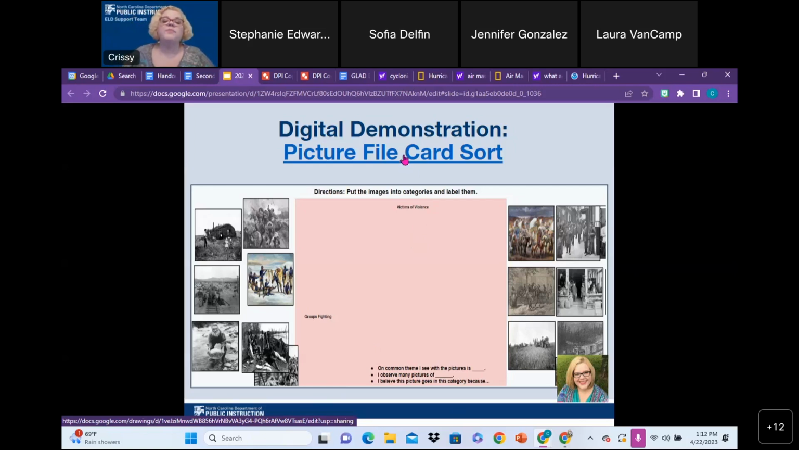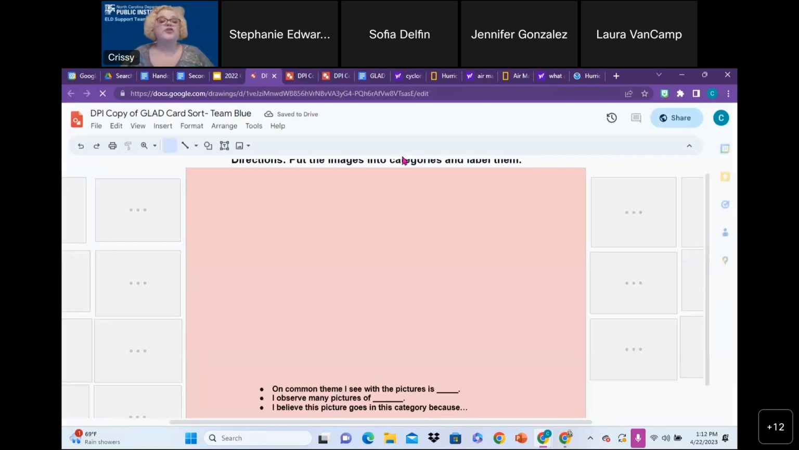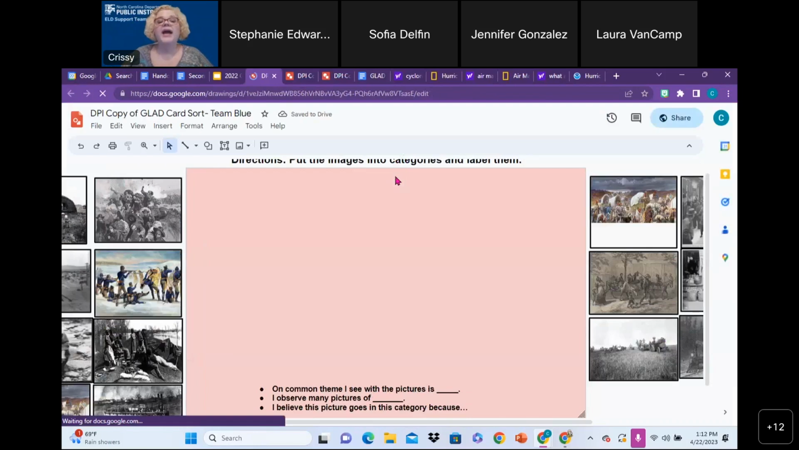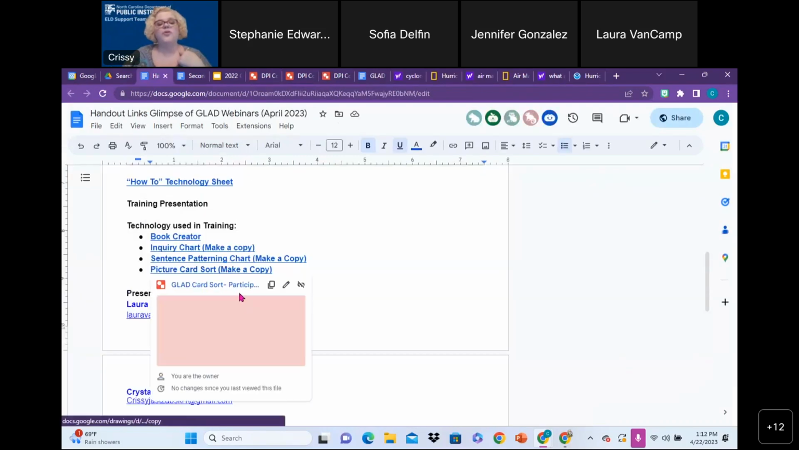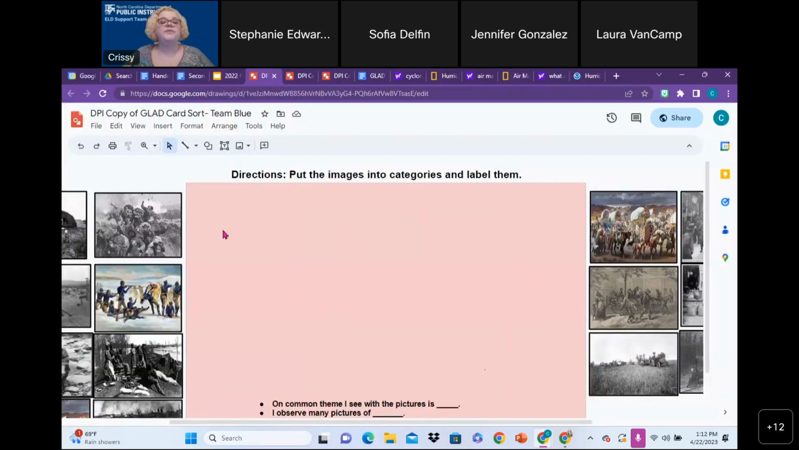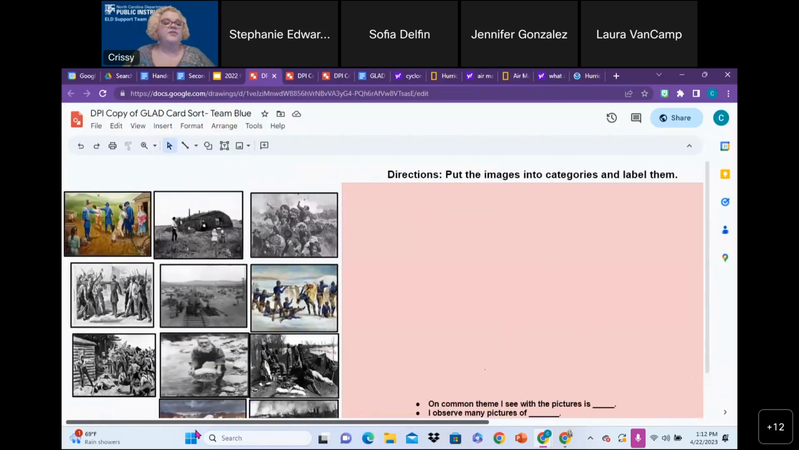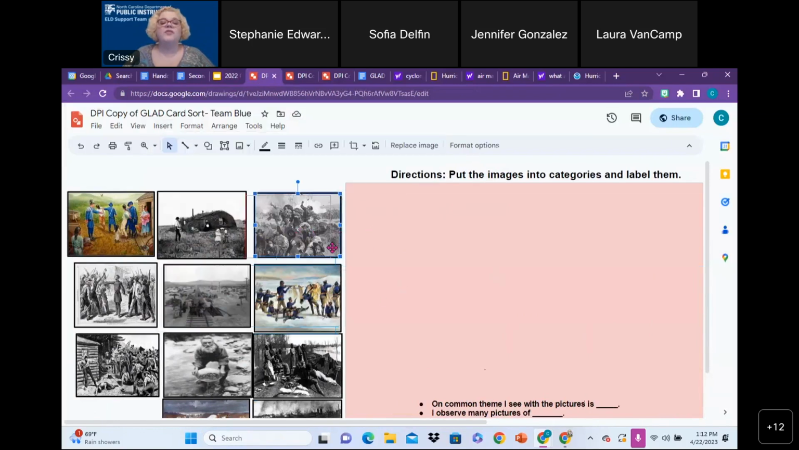And I'm going to show you an example of a digital version of a card sort. This is done in Google Drawings. And just like I told you earlier in that handout link, you'll see picture card sort where you can make a copy. And it has the background here. And all you have to do to add images is just insert image, search the web, and you insert an image. It's really easy. And the images will move all over the place.